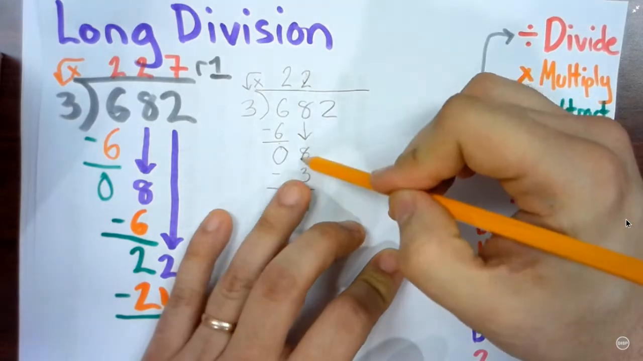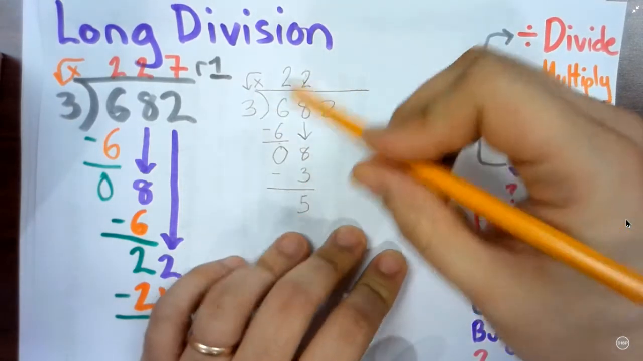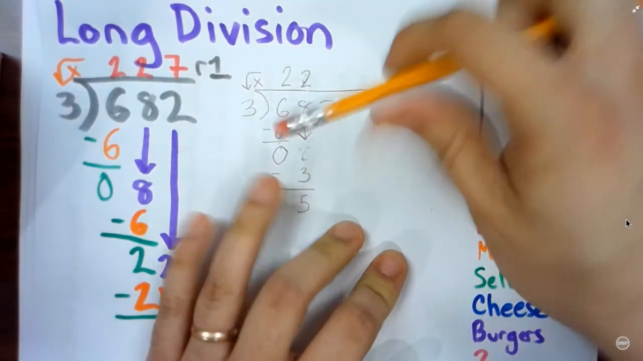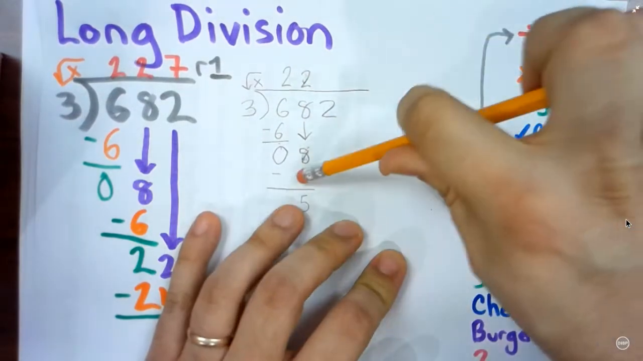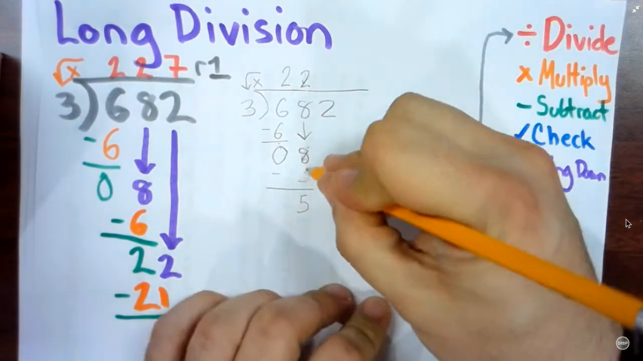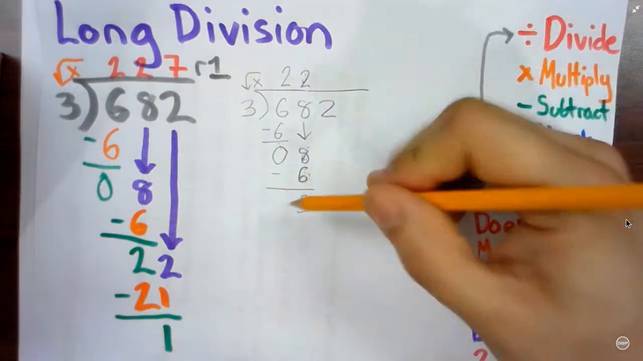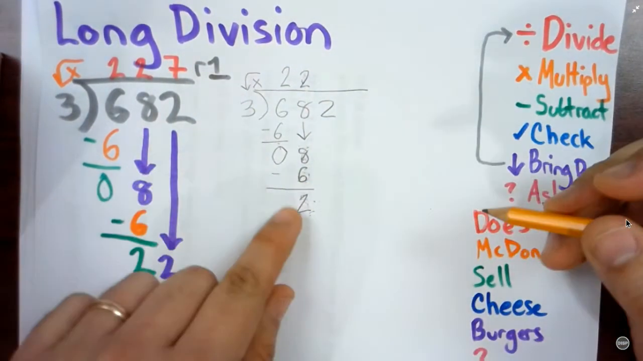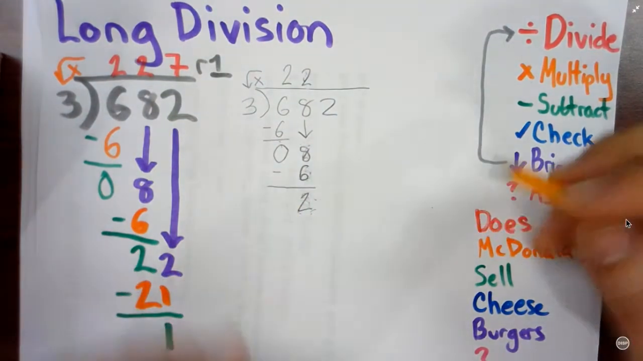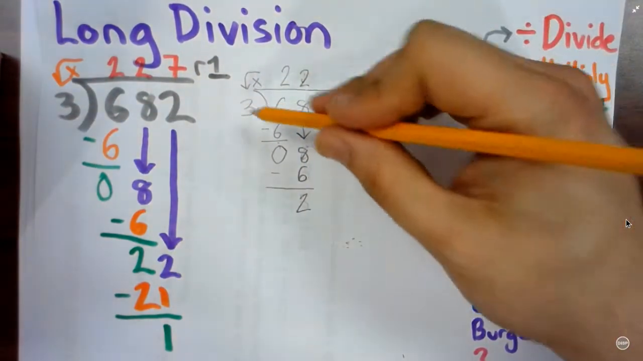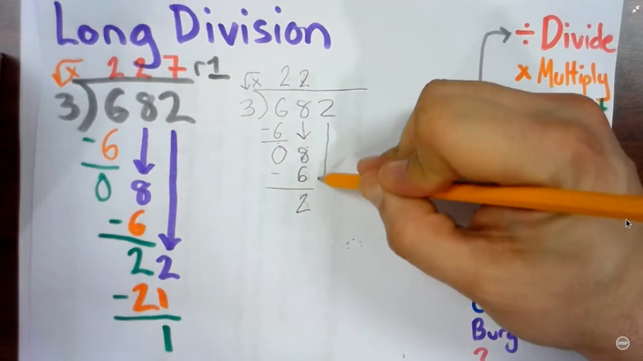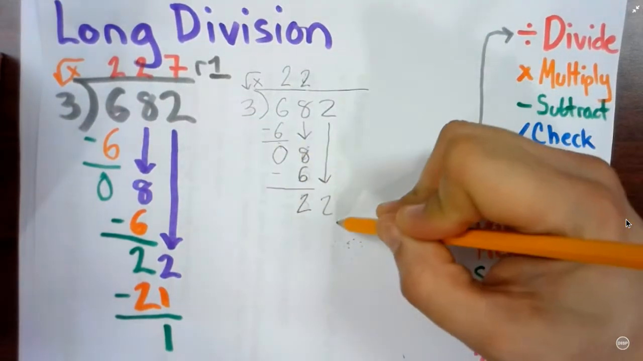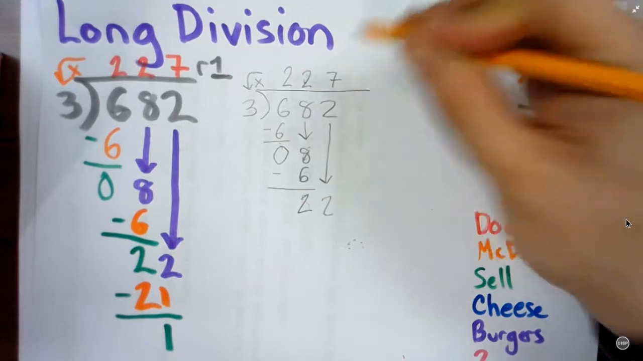3 goes into 8 2 times. 2 times 3 equals, oh, I'm sorry, I'm erasing the wrong one. 2 times 3 equals 6. 8 minus 6 equals 2. Can I fit 3 into 2? No, I can't. That's telling me now I've got it correct. 3 can't go into 2, so now I need to bring down my 2. 3 goes into 22 7 times.